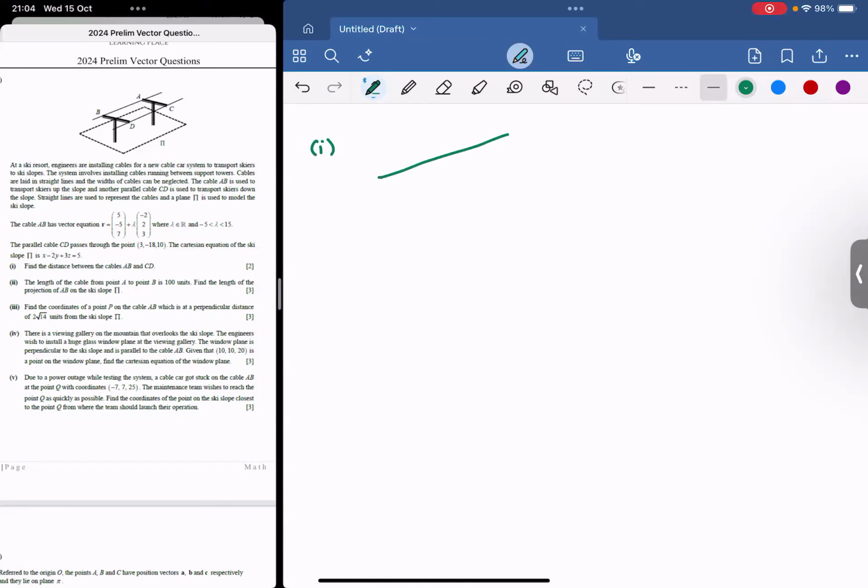So what I will do, we will draw two straight lines that are parallel. One is your AB and then one is your CD. So this one is called line AB. I know nothing about the line CD, but I know that CD contains the point 3, -18, 10.